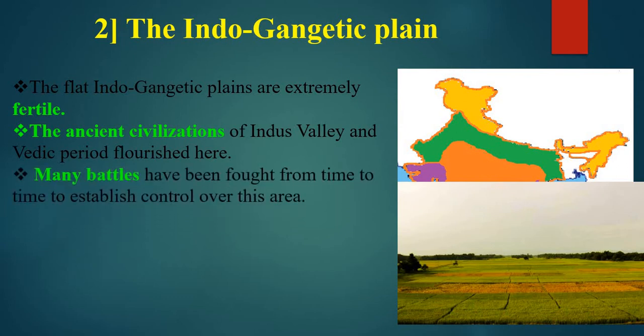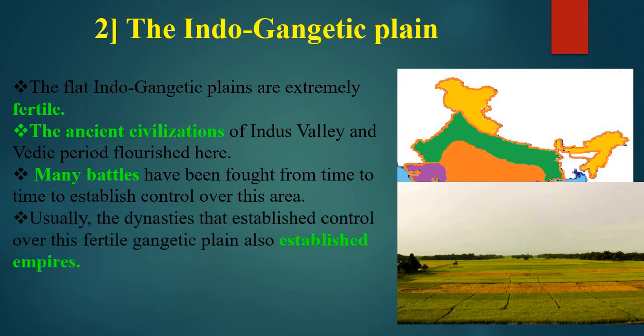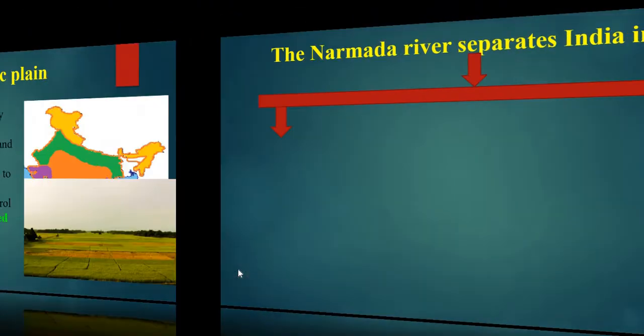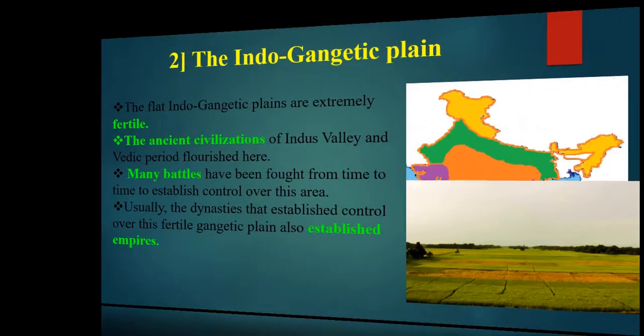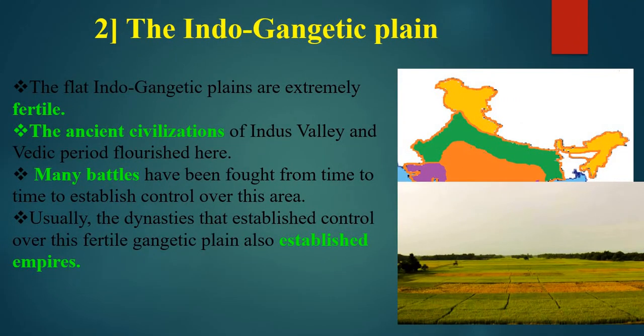battles have been fought from time to time to establish control over this area, and most of the dynasties have established their control over this fertile Gangetic plain and established their empires here. And as I said, these are the places where the fertility of the land was very popular, because of which most of the dynasties have come here, fought, and established their empires in this kind of places.